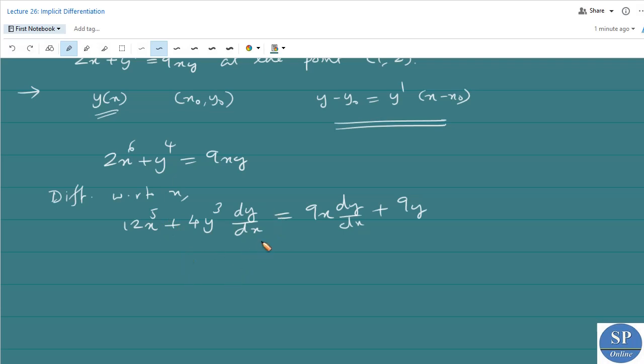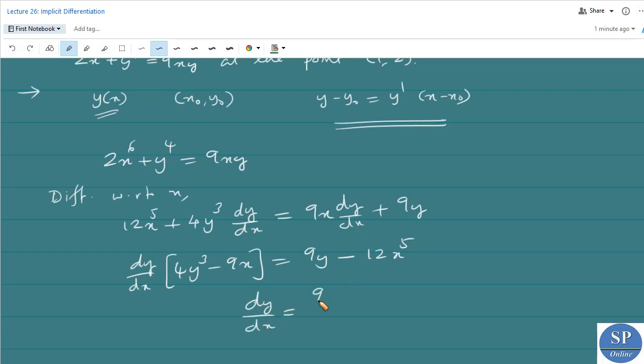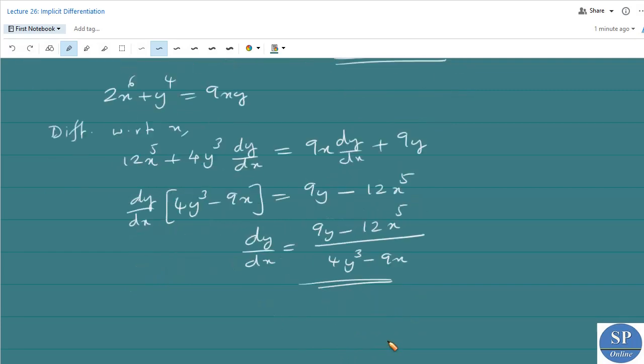Now we have to find the dy by dx. So from these two we get dy by dx into, taking dy by dx outside from these two terms, we get 4y cube minus 9x equal to 9y minus 12x power 5. So dy by dx, the derivative, is nothing but 9y minus 12x power 5 divided by 4y cube minus 9x. So this is the derivative y dash or dy by dx.